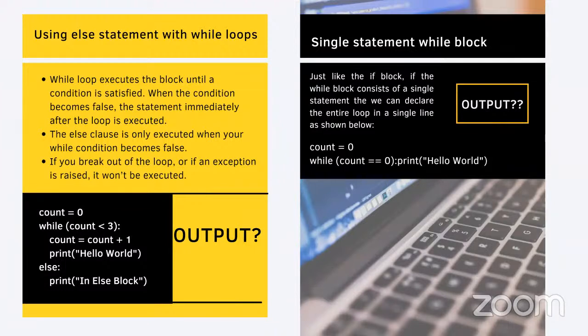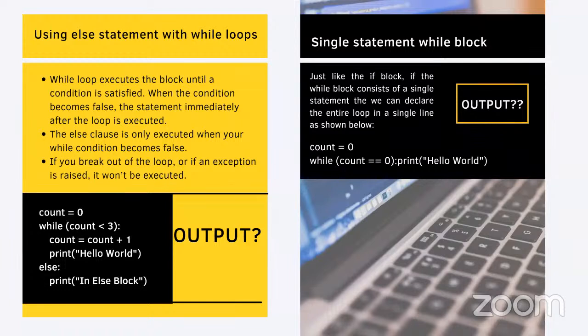Okay, Vanshita, just check. Shrishti, have you asked for the count value only? No. Okay, output, overall output. Okay, Parmeet is saying 3 times hello world, then in else block. Kanishka is saying hello world 3 times. Kavisha is saying 3 times hello world, then in else block. Twinkle is saying hello world thrice, then in else block.